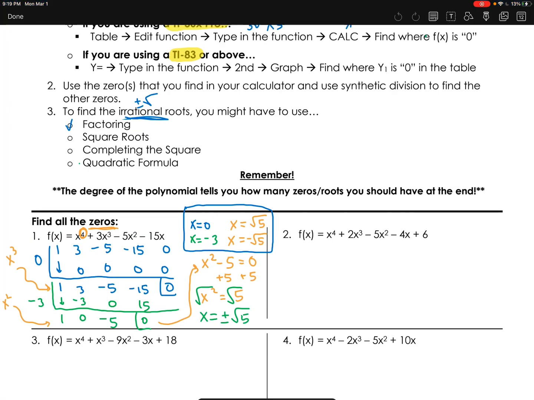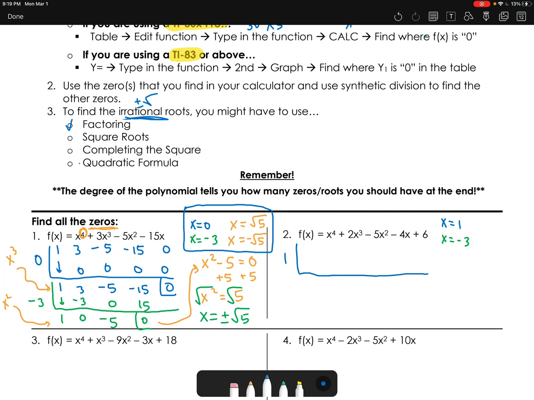So at x equals 1 and x equals -3. I'm just going to choose one of them to start with. I'm just going to choose 1 and do my first round of synthetic division. So 1, 2, -5, -4, and 6. Okay, so we're just completing some synthetic division.